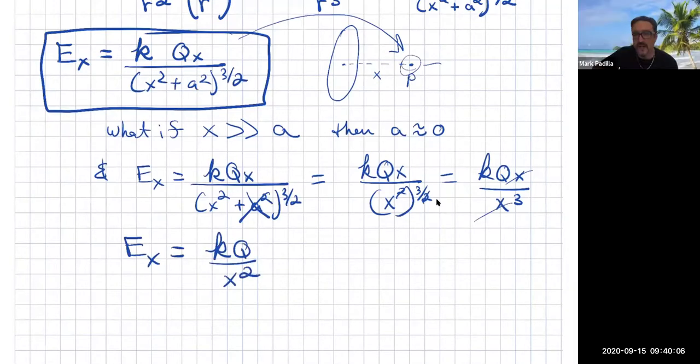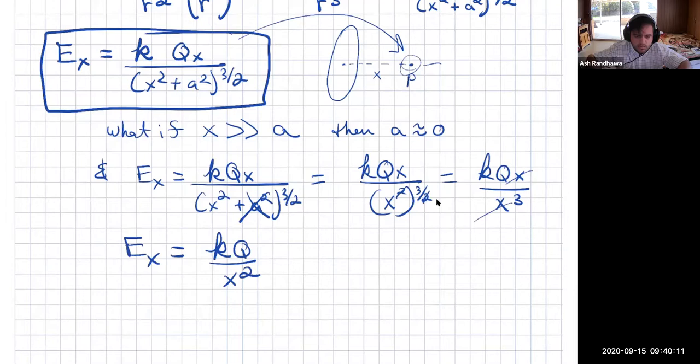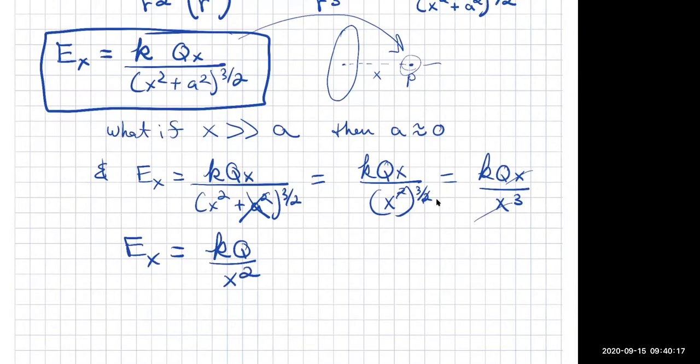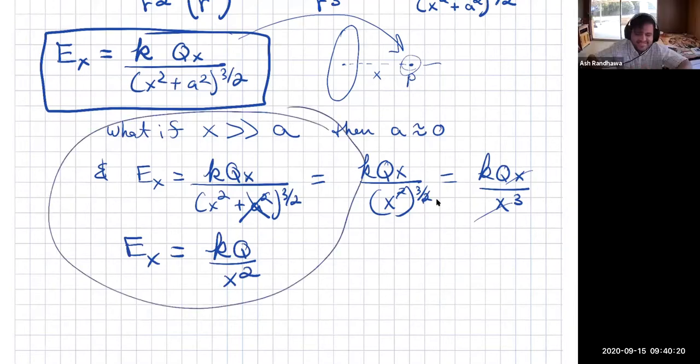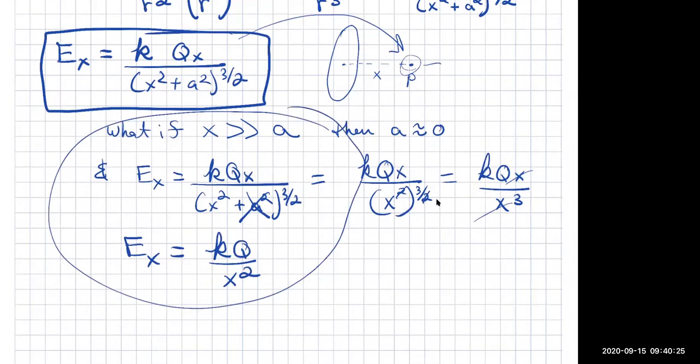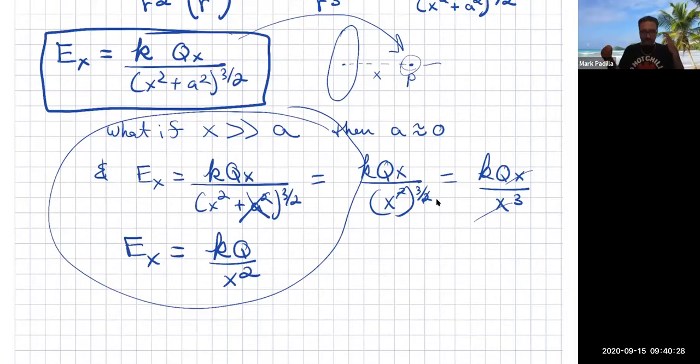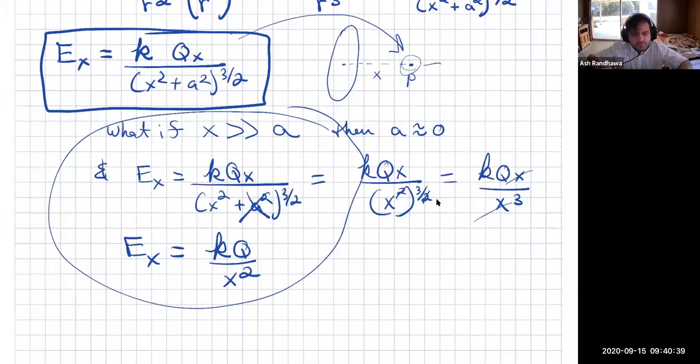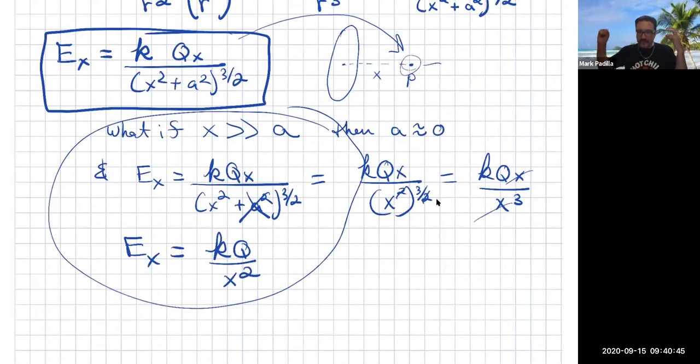It goes back to a point charge. So what does that mean? What is that telling you? We did it right. With this condition, that means a ring of charge, if you're really far away from a ring of charge, what does it look like to you? A particle. A point charge. Right? And then as you get closer and closer and closer, what happens?